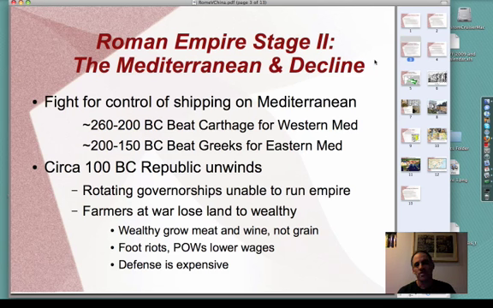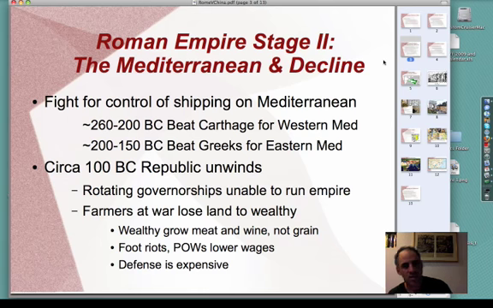After about 350 BC, there is a period of conflict between Carthage, and I'll show you Carthage in a bit, and Rome for control of trade in the Western Mediterranean. And then subsequently, between 200 and 150 BC, the Greeks are battling the Romans for control of trade in the Eastern Mediterranean. The important point here is that this is a Mediterranean empire. This is an empire that extends control through the Mediterranean Sea.